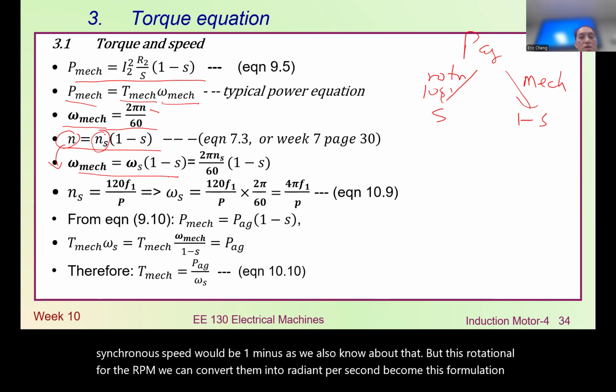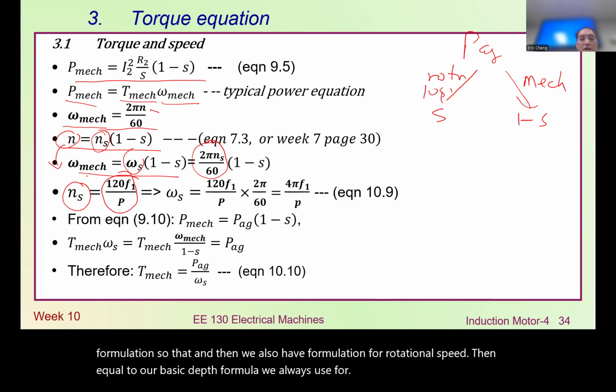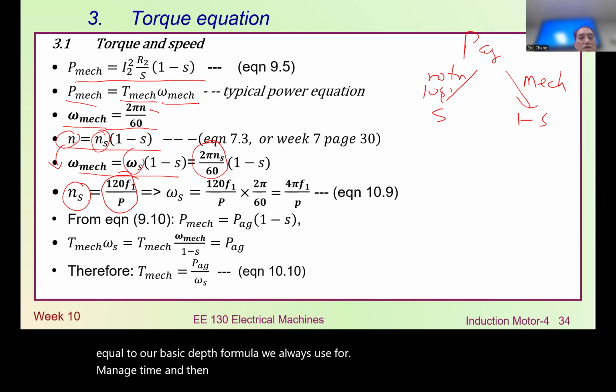Then we can also further convert the omega s between the RPM into this formulation. And then we also have the formulation for rotational speed, equal to our basic formula we always use many times. Hence we can convert this into radian per second, because usually we use radian per second, then we can get this formula. So that's a few basic formulas.